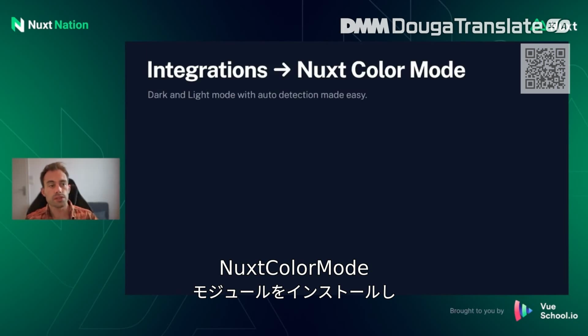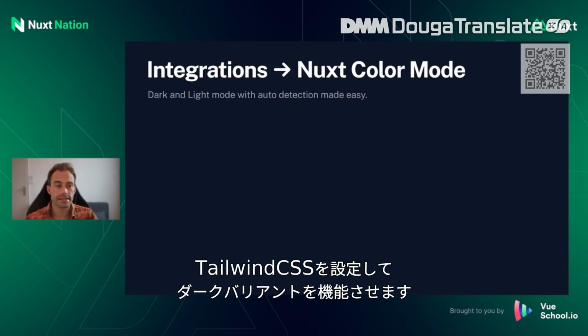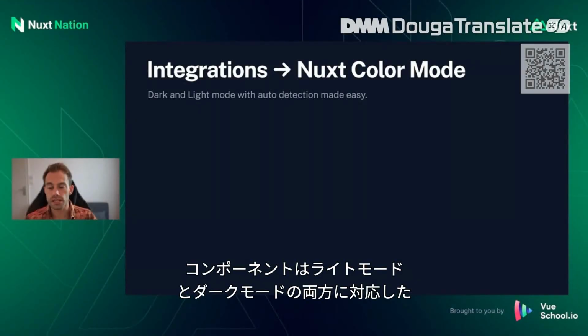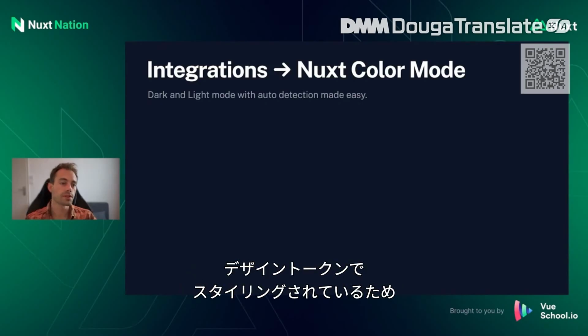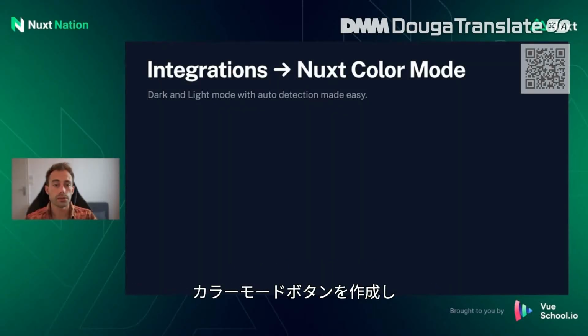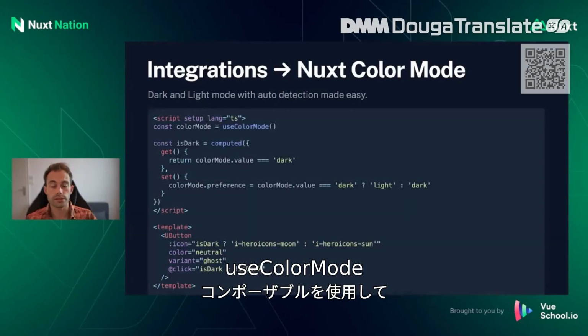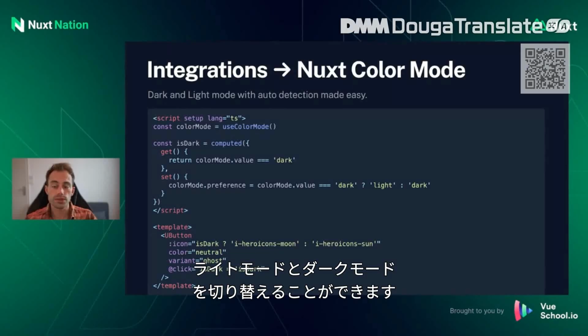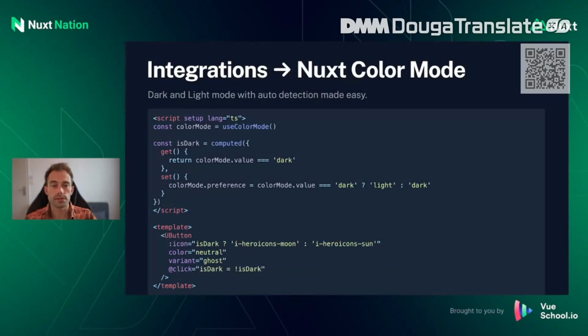And finally, NuxtUI automatically installs the Nuxt Color Mode module and configures Tailwind CSS to make the dark variant work. Since our components are styled with design tokens that work for both light and dark mode, you have nothing to do to support dark mode in your application. You can just create a color mode button using the useColorMode composable to switch between light and dark mode.